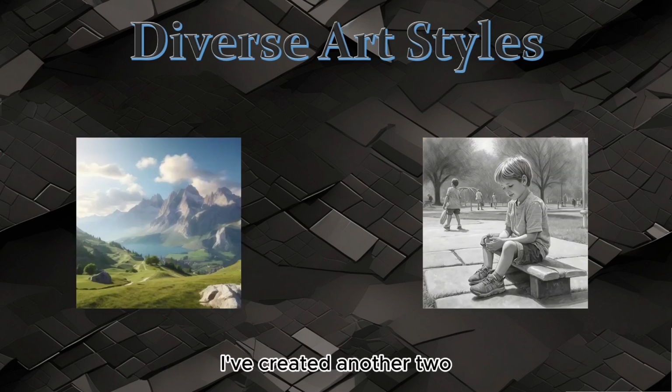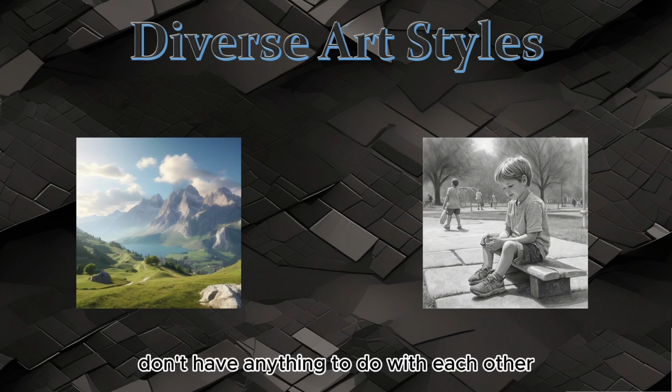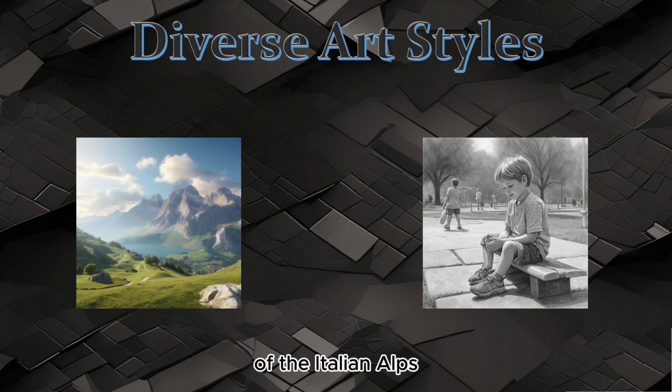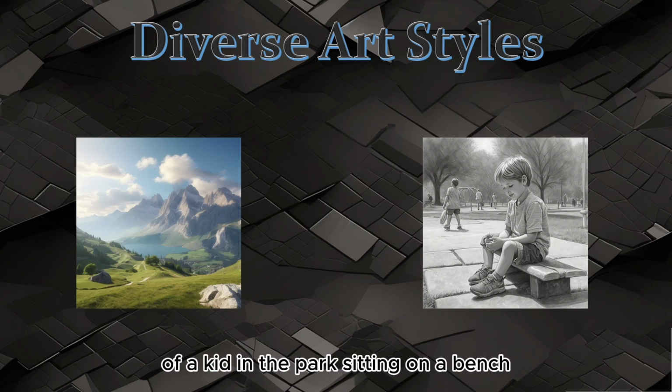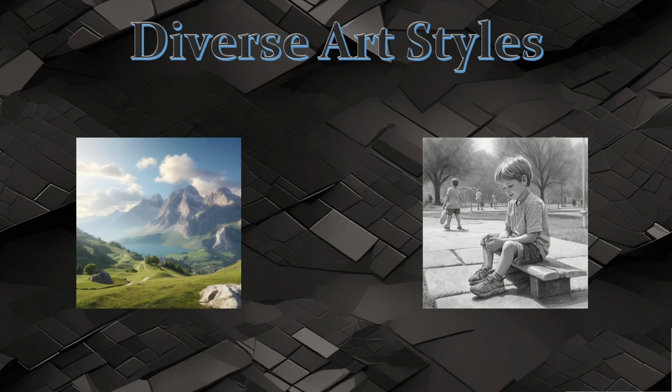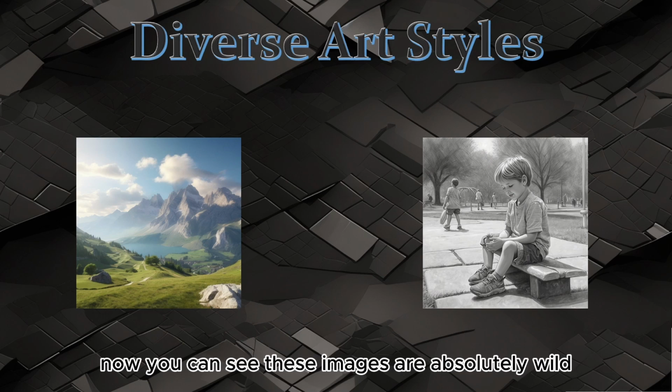I've created another two art styles that don't have anything to do with each other. The one on the left is a hyper realistic landscape of the Italian Alps. Meanwhile, on the right, we can see a black and white sketch of a kid in the park sitting on a bench. Now, you can see these images are absolutely wild.